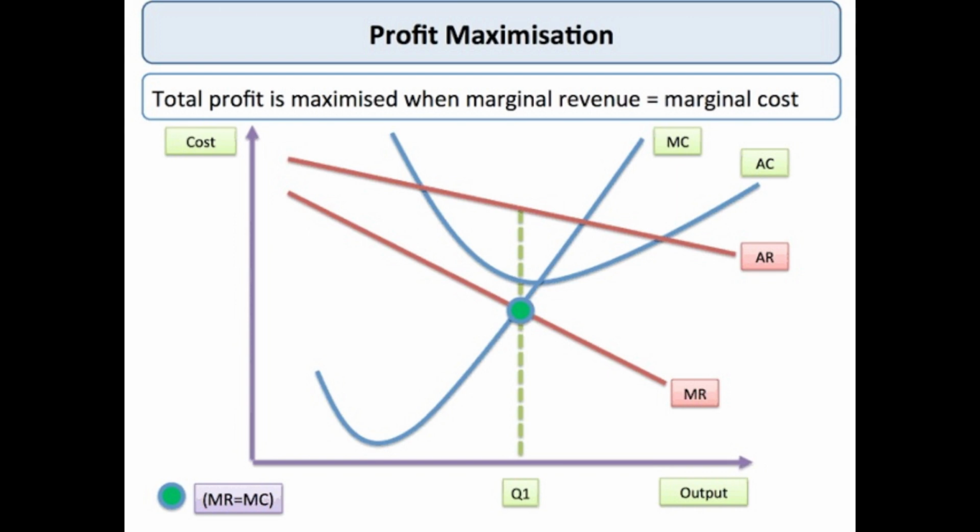The first is how should we produce, and the second is how much should the firm produce. Now these might sound the same, but they're different questions. The first question is how to produce. In other words, what method should we use to produce?